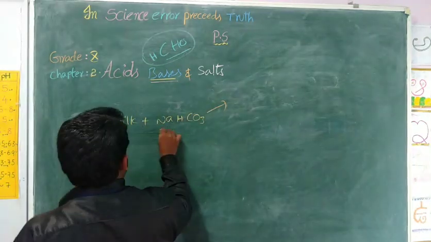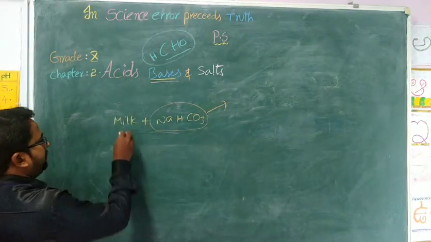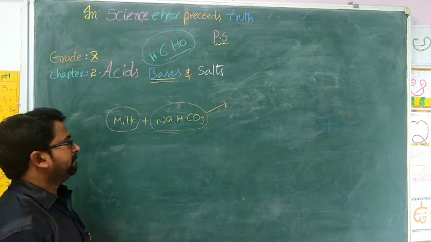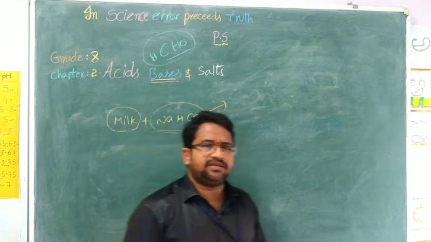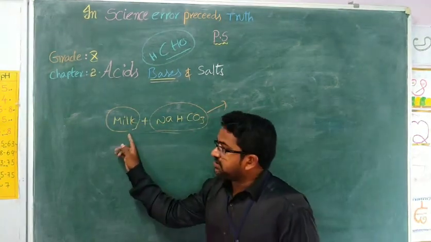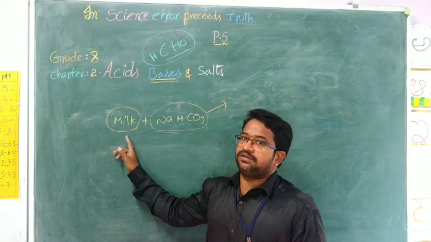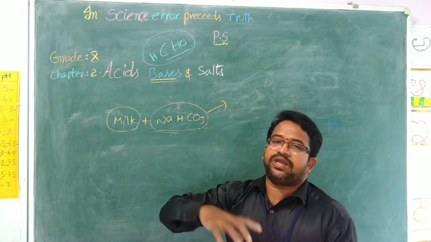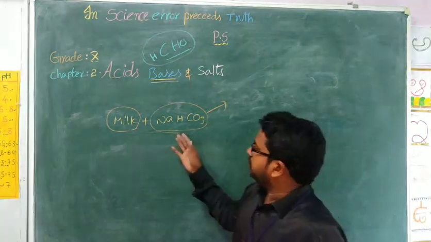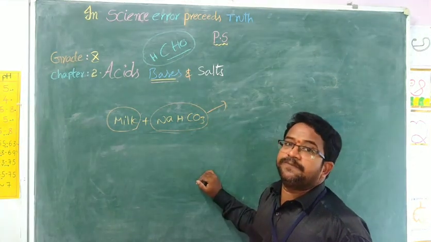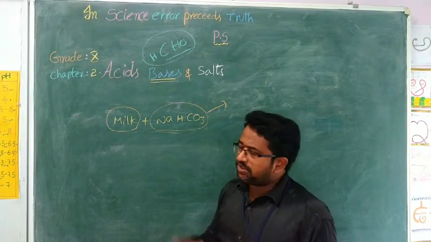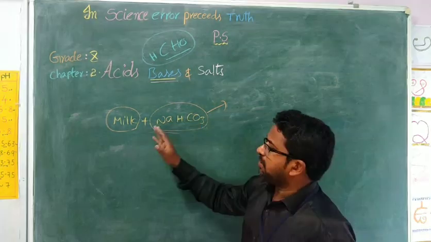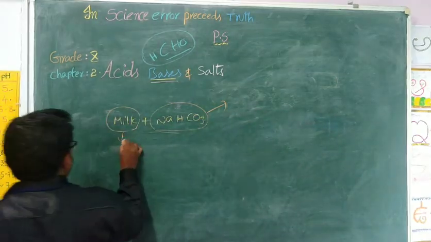Don't forget, sodium bicarbonate is added to the milk by a milkman. Why? What is the necessity of adding this? What is the nature of milk? Acidic. So, to enhance the lifespan of the milk, they add sodium bicarbonate. Not only milk, they may add it for curd also. By adding this, the acidic nature will decrease.